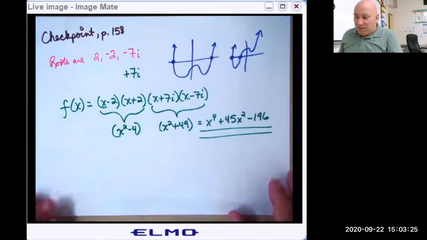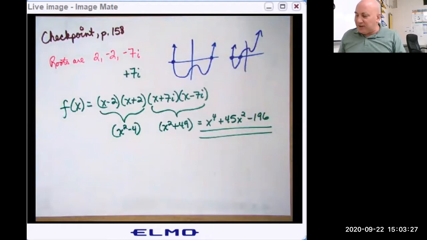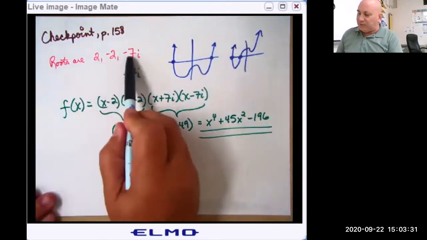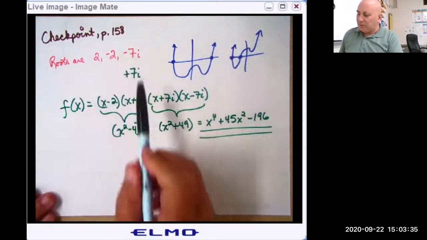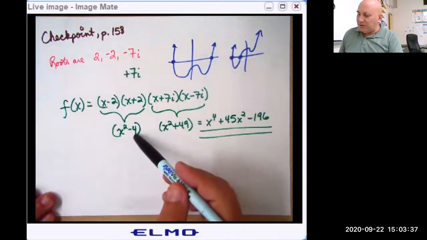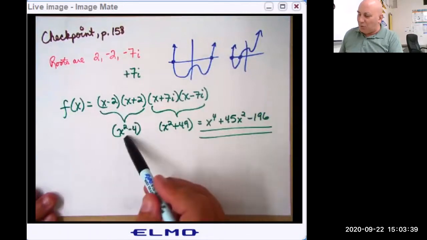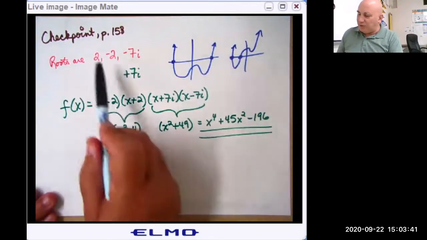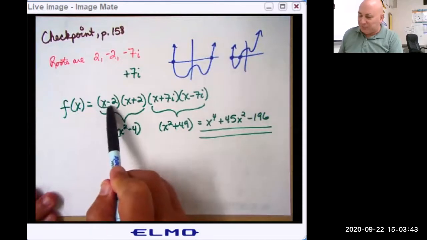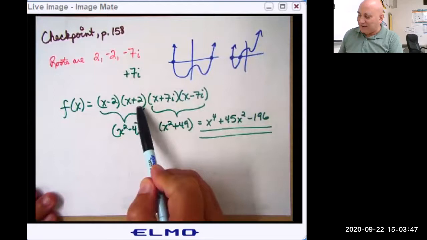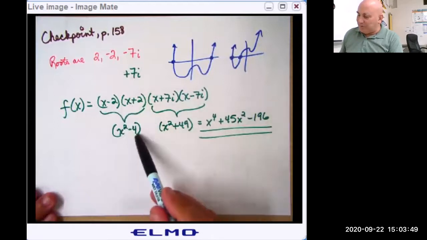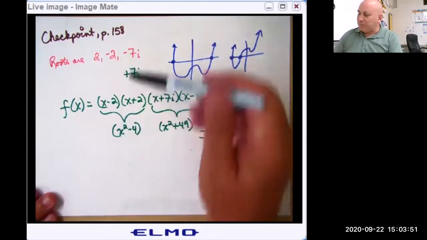Now, on page 158 of our current text, we say find the polynomial that has these roots. Well, these two are real. So you know there's going to be an x squared minus 4 in there, because you know if 2 is a root, then x minus 2 is a factor. Negative 2 is a root, x plus 2 is a factor. These two multiplied give x squared minus 4.